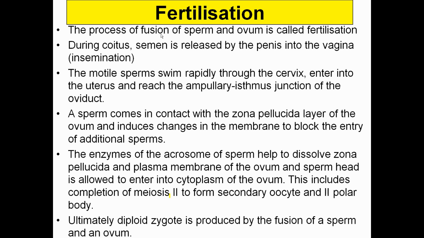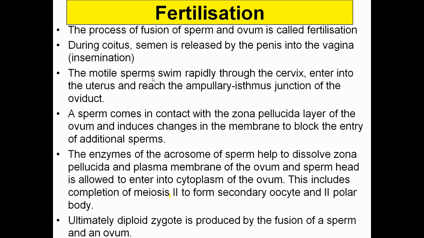Fertilization basically refers to the fusion of sperm and ovum, and sperms are going to travel from the testes to the penis into the vagina and then the uterus by the process of copulation, that is also referred to as coitus. Okay, the motile sperm swim rapidly through the cervix region and enter into the uterus, reaching the ampullary isthmus junction of the oviduct. Please understand this point.